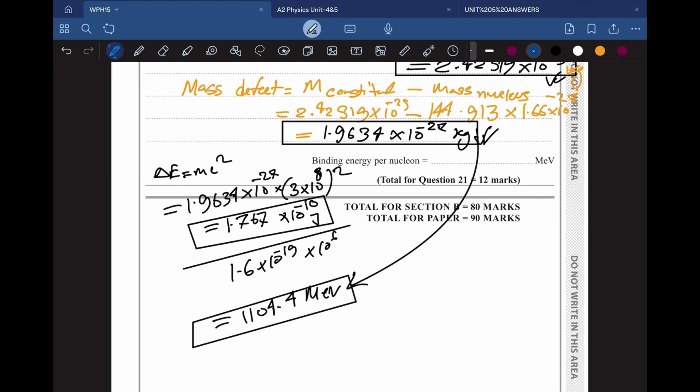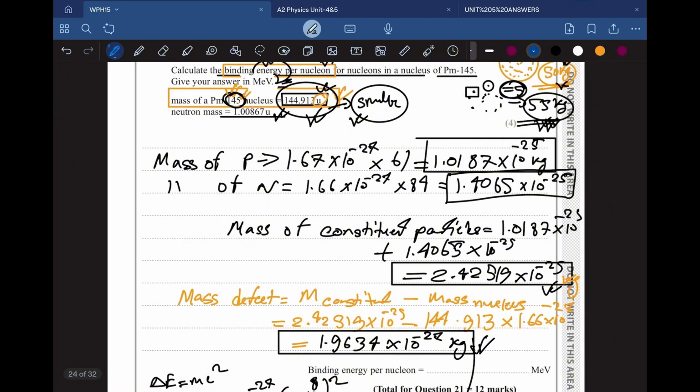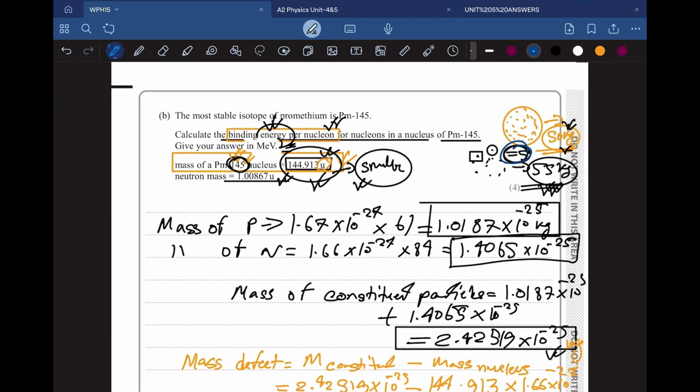If you don't know this conversion, please comment down below. I will provide you with a video which will help you understand this particular conversion. Now this is the total binding energy. The mass defect is the energy that these particles have used to bind themselves together or to bind with each other.